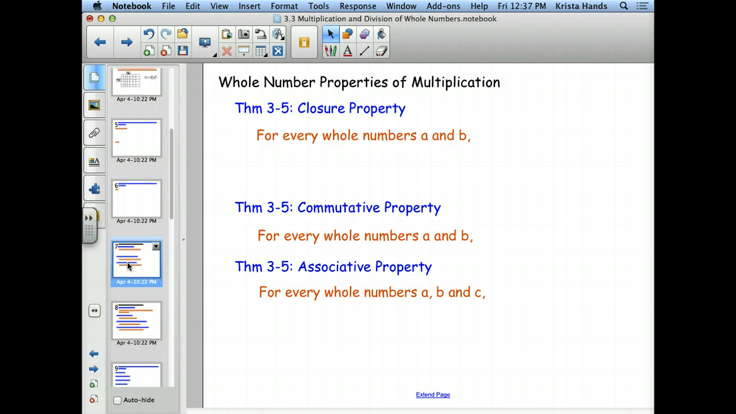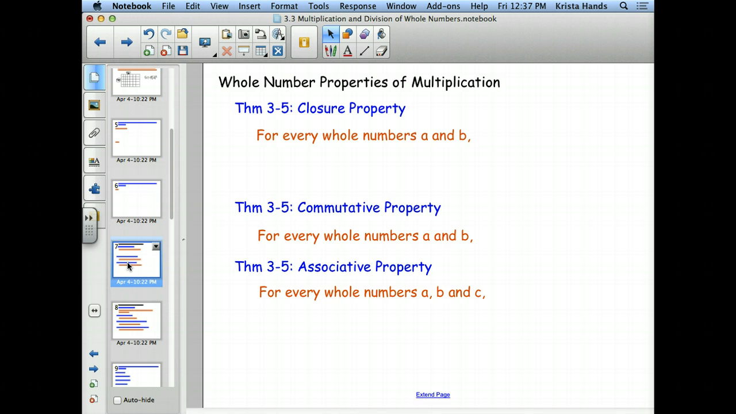All right, we're going to talk a little bit next about the different properties of multiplication. We've seen these properties before, yes? But we've seen them applied to what? Addition, and we talked about how almost none of them apply to subtraction. All right, so we're going to take a look at what happens when we do multiplication.